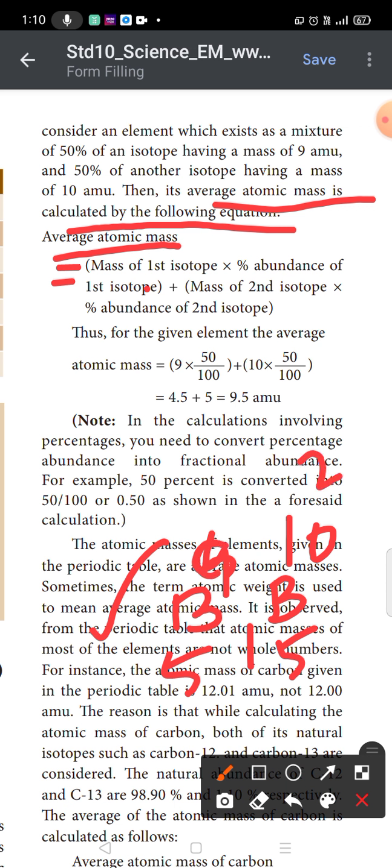What is the mass of the first isotope? Yes, it is 9. So first we have to write 9 into, that is a multiplication. After that, how much is the percentage abundance? The percentage abundance of this 9 AMU isotope is 50%. That's all. The first one is completed.